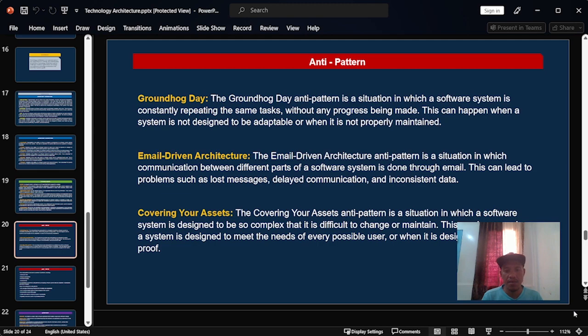So covering your assets. The covering your assets anti-pattern is a situation in which a software system is designed to be complex that it is difficult to change or maintain. This can happen when a system is designed to meet the needs of every possible user, or which is designed to be future proof.